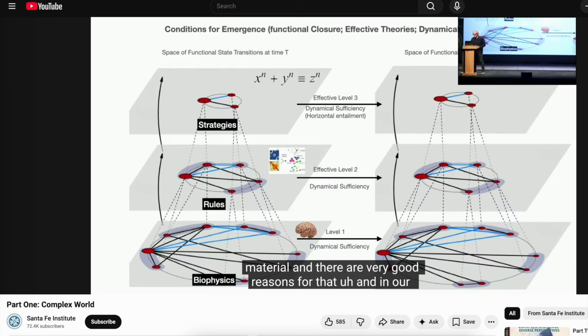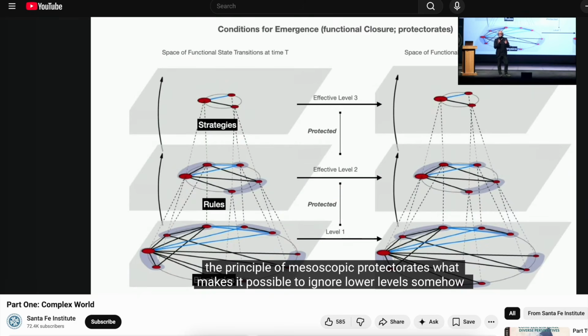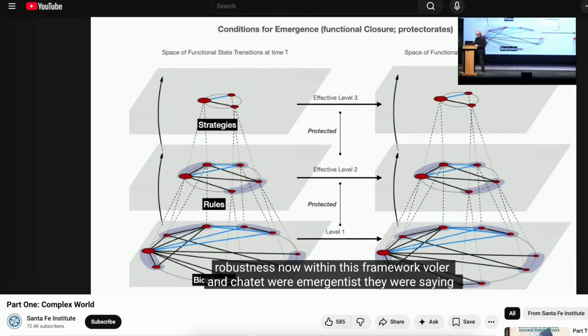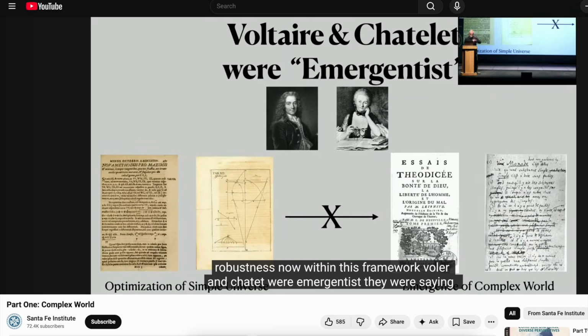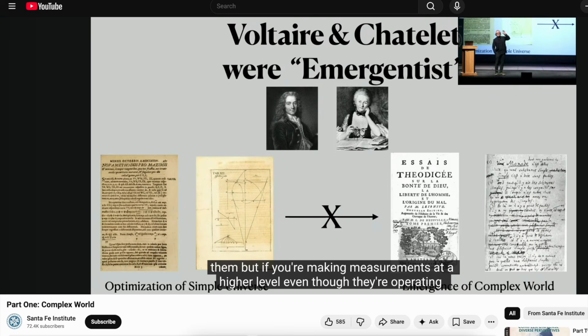And there are very good reasons for that. And in our field, we call those mechanisms of protection. What makes it possible to ignore lower levels? Somehow they're screened off from the phenomenon at hand. Now, within this framework, Voltaire and Châtelet were emergentists. They were saying, yes, there are rules of physics. And if you're making physical measurements, you need to know them. But if you're making measurements at a higher level, even though they're operating, they're not material.